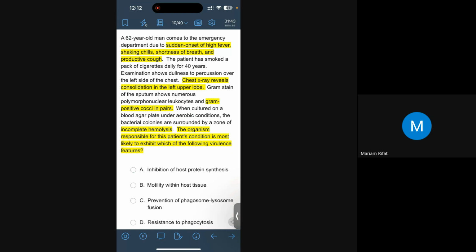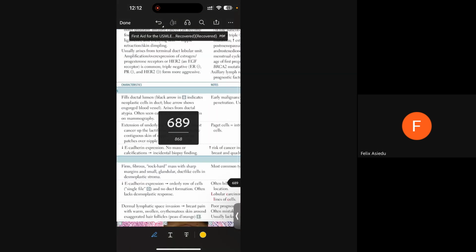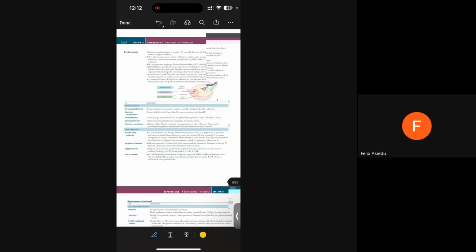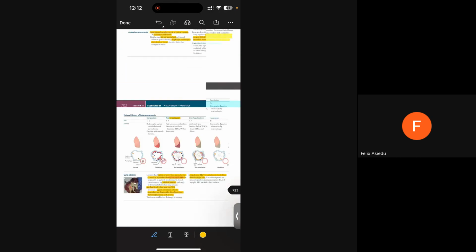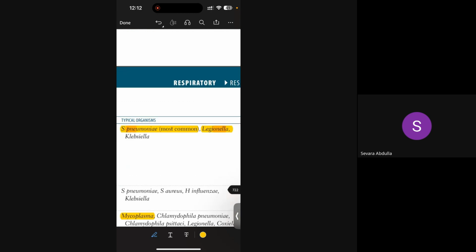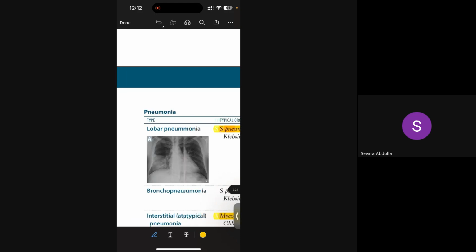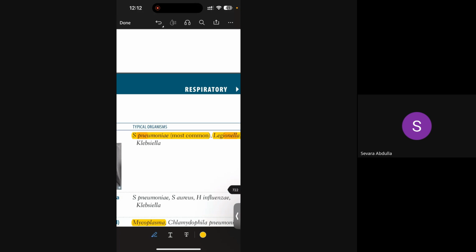Okay, first tell me what type of pneumonia it is. It is lobar pneumonia. And what are the names of the bacteria? Name the bacteria which cause lobar pneumonia. Streptococcus pneumonia, Legionella, Klebsiella as well. We know there are three bacteria which typically cause lobar pneumonia. Klebsiella is gram negative, right? The only two positive are Legionella and Strep pneumo.